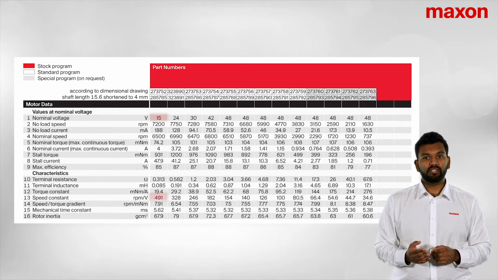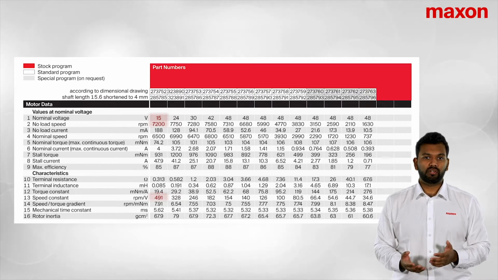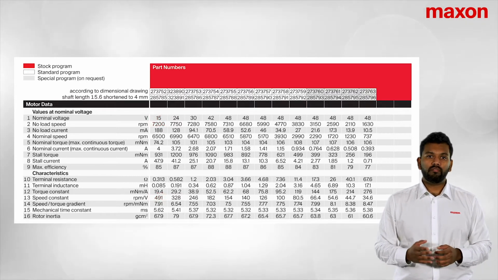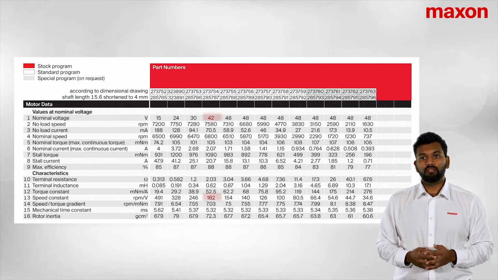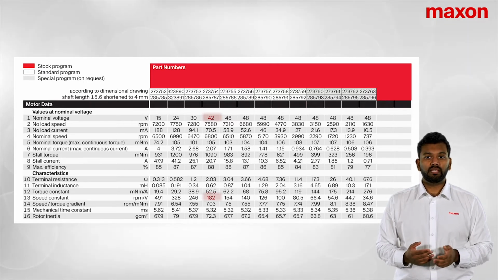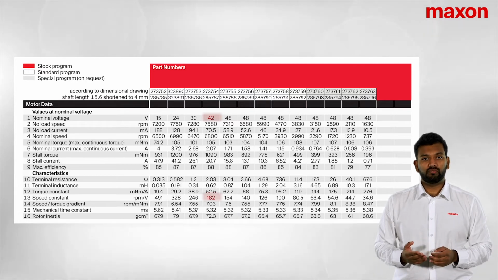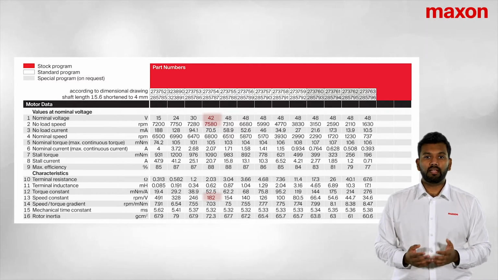But if you look on the datasheet, the actual no-load value given there is 7,200. This is what is derived from the testing at our factory. If we now have a look at the 42 volt version, that has a speed constant of 182 RPM per volt. So if we do 42 volts times 182 RPM per volt, we get 7,644. And again, for that, the data on the datasheet is 7,580. So these are all figures that have been tested, so we can guarantee those.